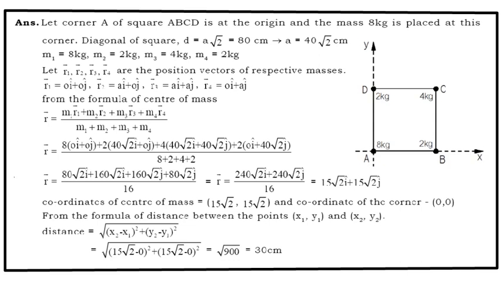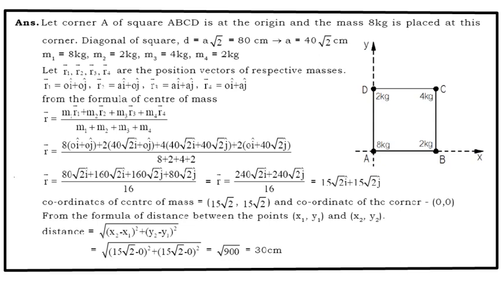Now, you know all 4 masses, right? M1, M2, M3, M4. You know all 4 position vectors, that is R1 bar, R2 bar, R3 bar and R4 bar. You have the formula available with you. That is R bar is equal to M1 R1 bar plus M2 R2 bar plus M3 R3 bar plus M4 R4 bar upon M1 plus M2 plus M3 plus M4. Put all the values. Then what do you get? R bar is equal to 15 root 2 i cap plus 15 root 2 j cap.